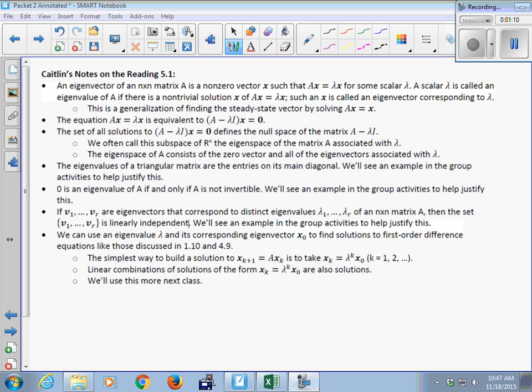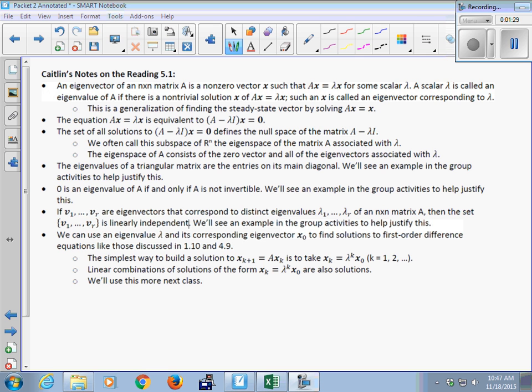This is just a generalization of finding the steady state vector that we did last class. Last class we were looking for x's such that Ax equals x, right? And now we're looking for x's so that Ax equals some multiple of x. It doesn't have to be exactly x.